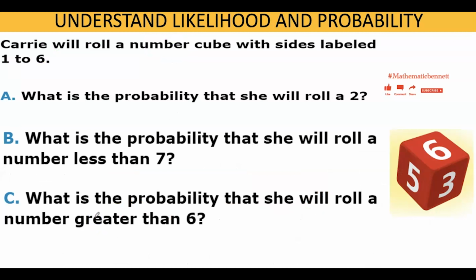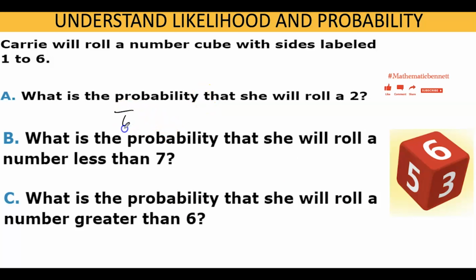Let us do this question now. Carrie will roll a number cube with sides labeled 1 to 6. We all know what a number cube is. Some people call it a die or dice. What is the probability that she will roll a 2?